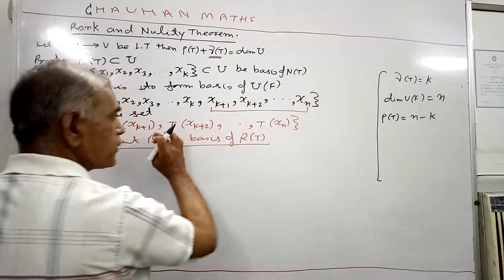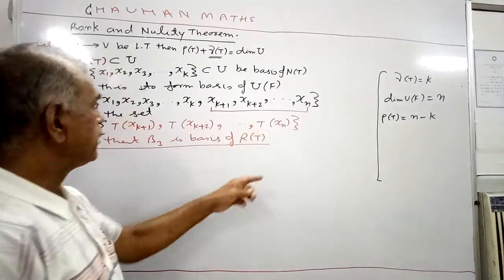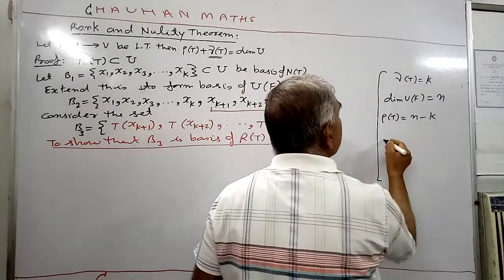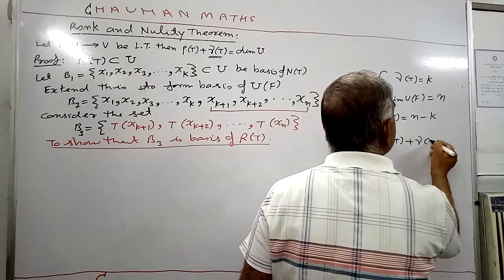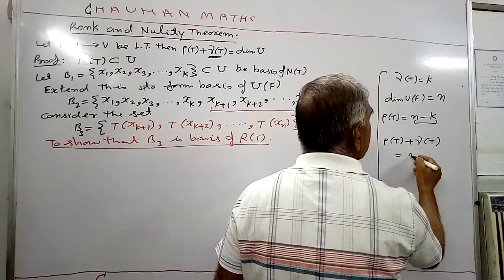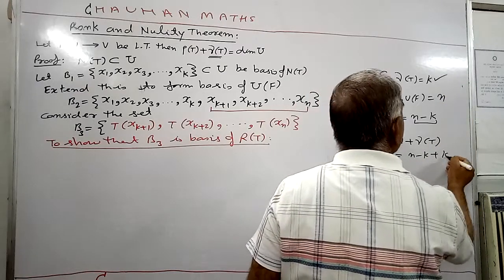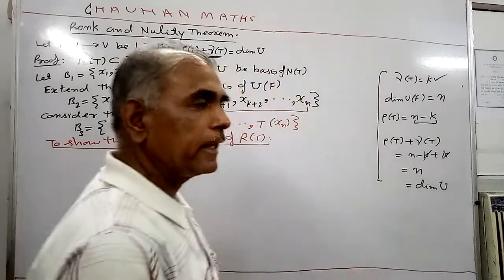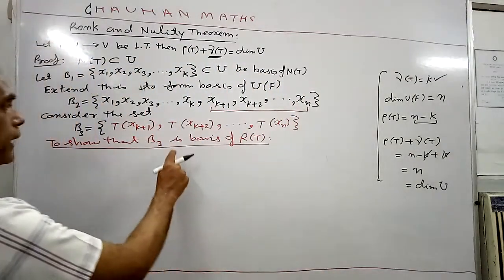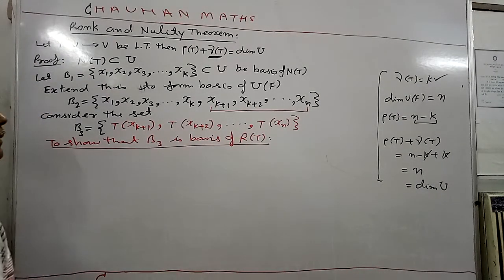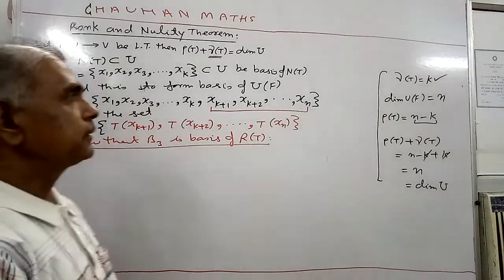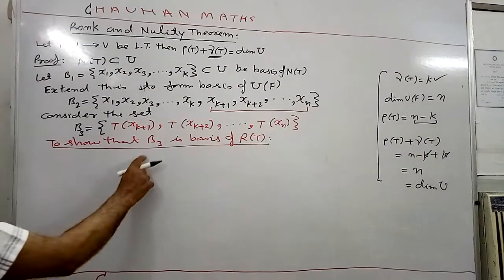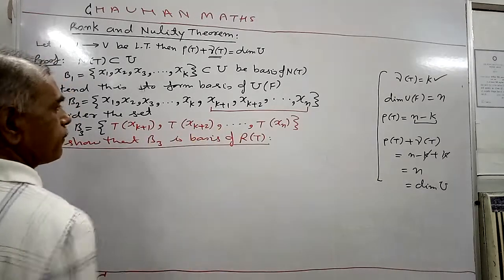Supposing this becomes a basis of range T, then the number of elements in the basis is n minus k, and the theorem will follow: rank T plus nullity T is equal to n minus k plus k, that is equal to n, that is equal to dimension of U. So your theorem will get completed if you can prove B3 to be a basis of range T, because of this rough work. So our duty is to prove B3 as a basis of range T.